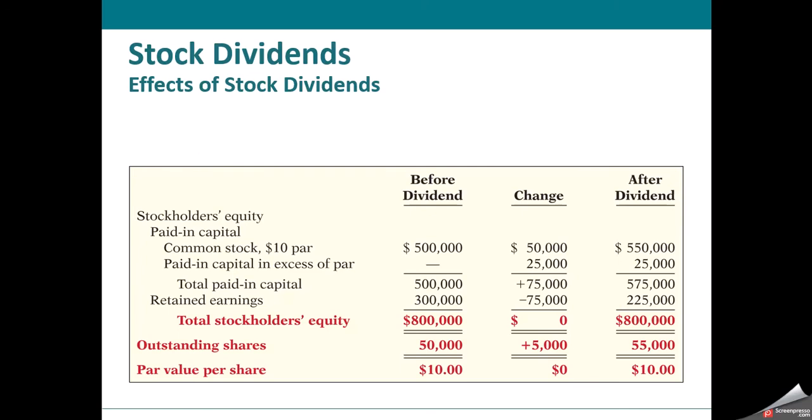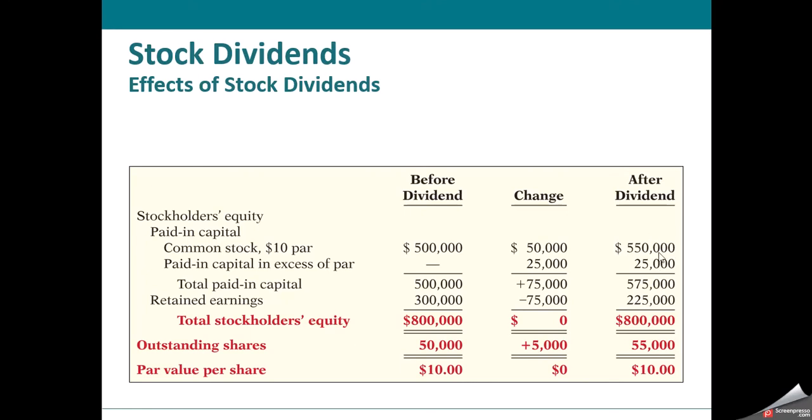So here it kind of shows you before the dividend, what did the stockholders' equity account look like, and then after the dividend. So then you can see the total value doesn't change. All that changes is the shares outstanding. Our par value also doesn't change either. What would change is the market value of that stock. It's going to go down by the amount of the stock dividend. So it would decrease by the 10%.